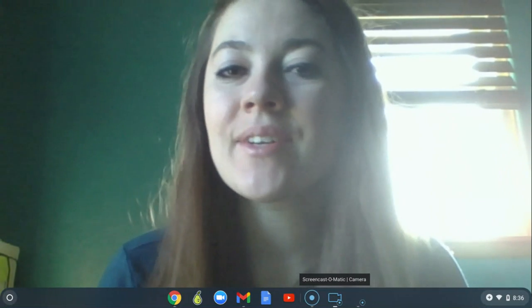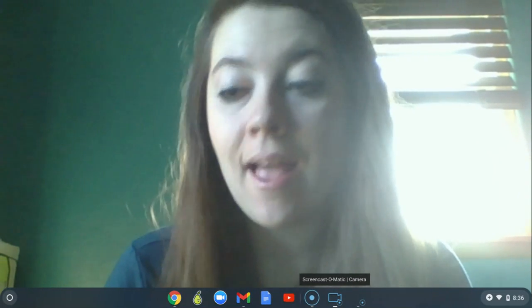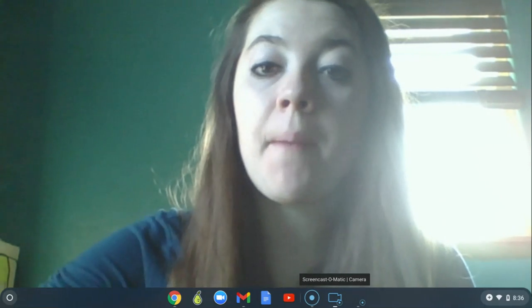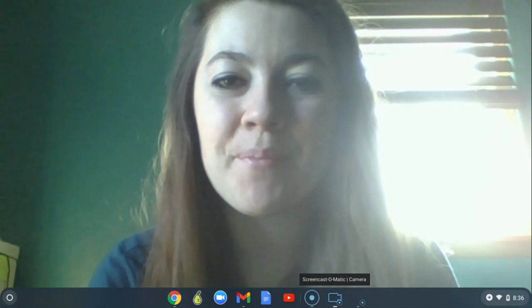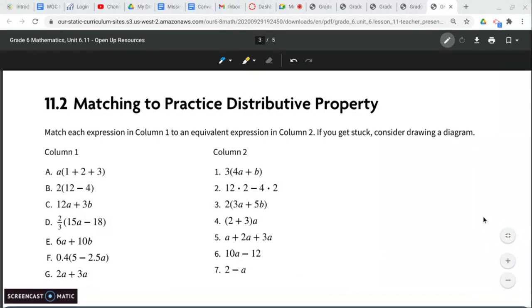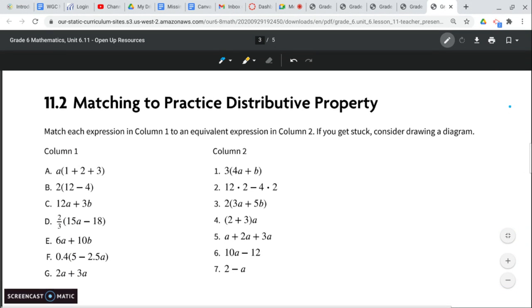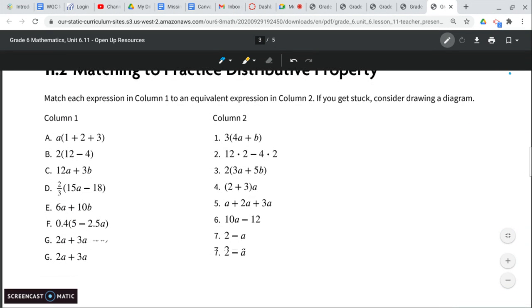Guys, welcome back. So what we're looking at today is lesson 11, the distributive property part 3. So let's go ahead and jump right in. All right, matching to practice distributive properties. Match each expression in column 1 to an equivalent expression in column 2.